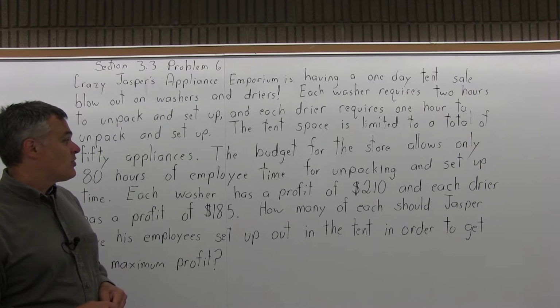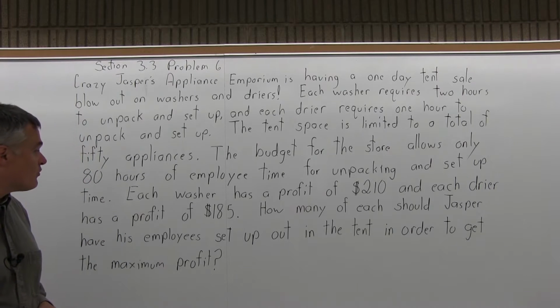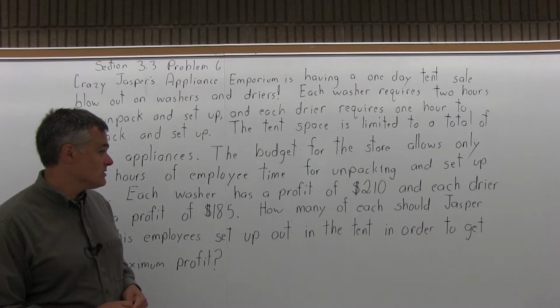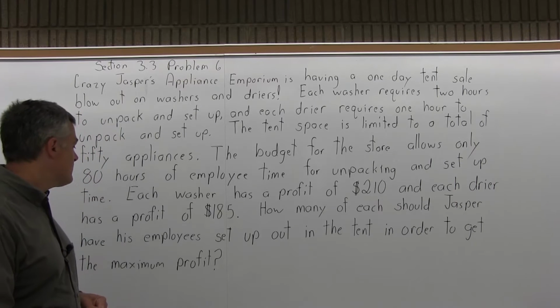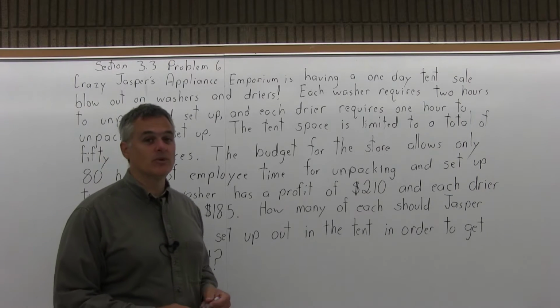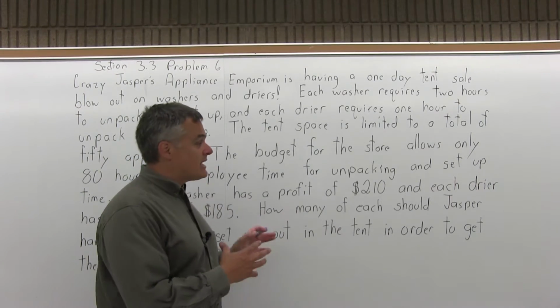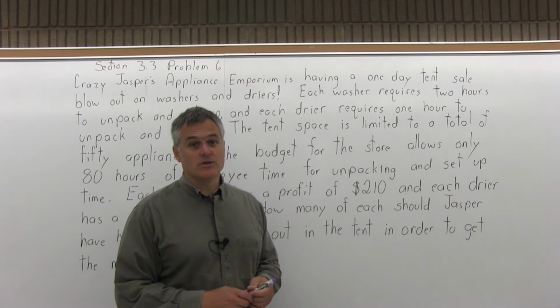Each washer has a profit of $210. Each dryer has a profit of $185. How many of each should Jasper have his employees set up out in the tent in order to get the maximum profit? So there are 4 steps in order to just set up the problem, and then 4 more steps to do the problem.